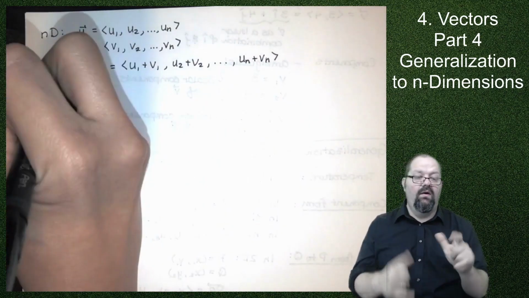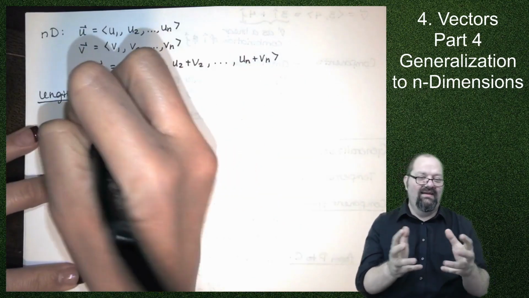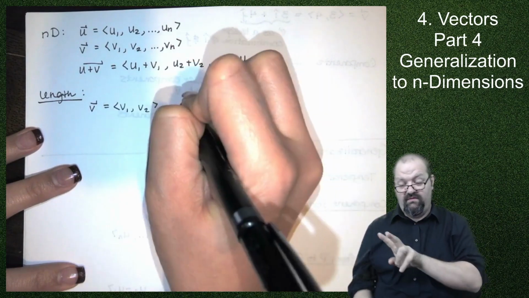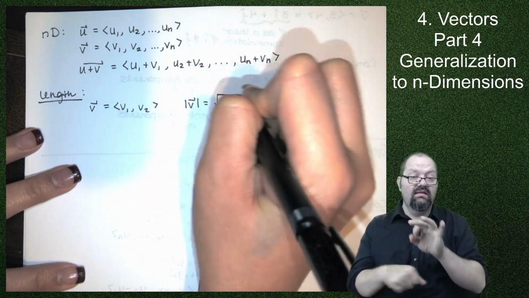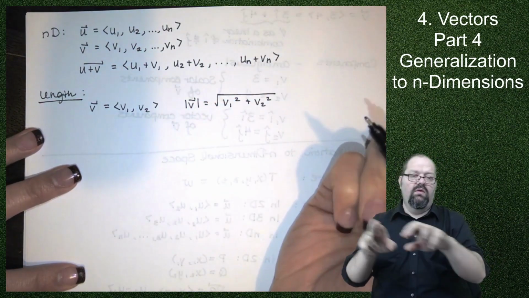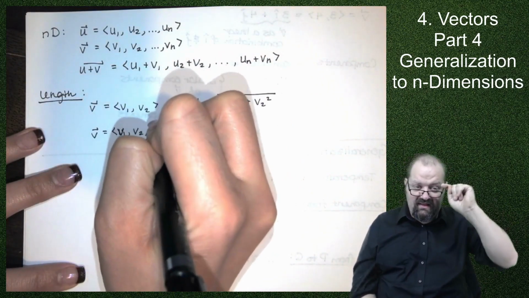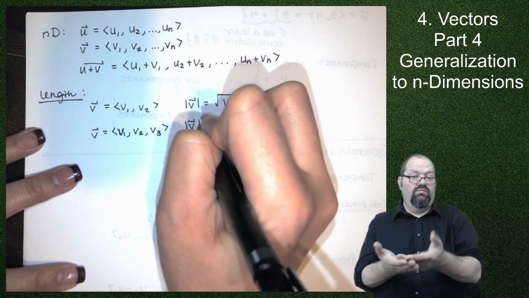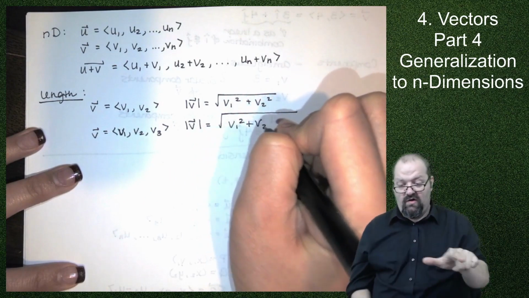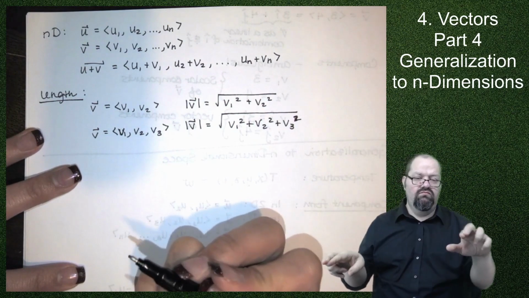Length or magnitude. This is fun. If V has 2 components, V1 and V2, the length of V just comes from taking those components, squaring them, and adding them, and taking the square root. Now we can prove that with the Pythagorean theorem, we could use it twice. If I've got a vector in 3D, I just take the 3 components, I square them, and add them, and take the square root. Oops, square it, not cube it.